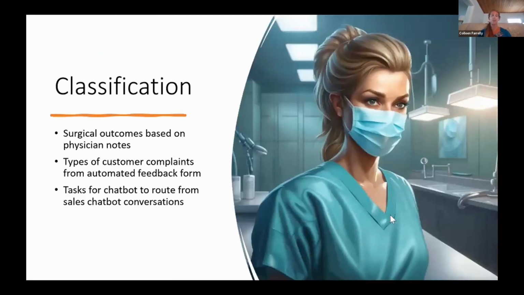Classification is another huge task. We can look at surgical outcomes based on physician notes. So things that surgeons might be noticing when they're prepping for surgery, or in some of the images, the notes that they have, some of the conversations they've had with patients. Also, you can look at types of customer complaints from automated feedback forms, which is the example that we'll look at with some Python code coming up. So you can look at perhaps if it's a service issue or a product issue, which can be really helpful to be able to automatically classify that and route it to the right department after you collect the feedback from customers.